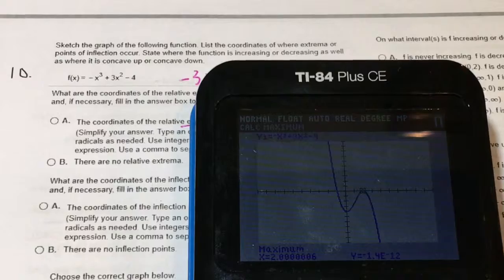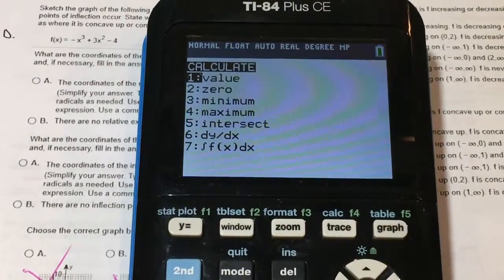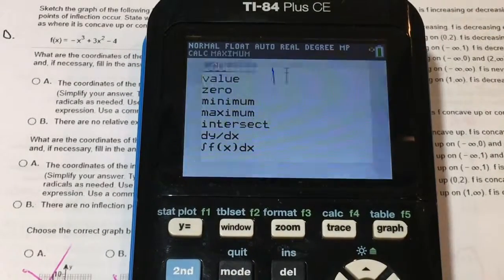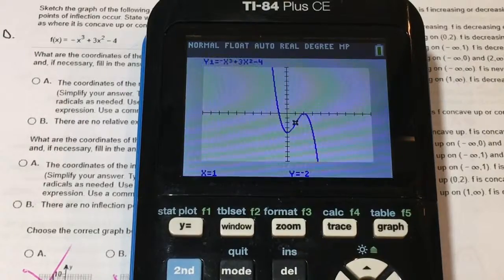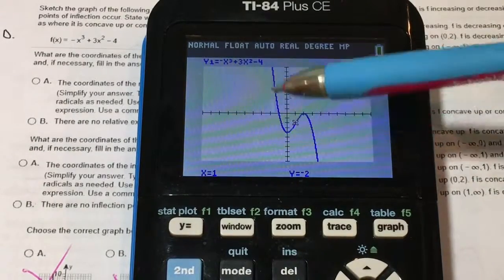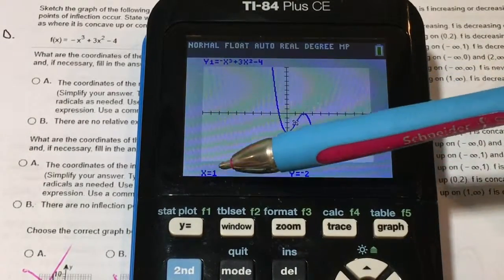Now, I'm going to go back to my graph. I'm going to hit second, calc, and I'm going to plug in that value of 1. And notice it's just at that point of inflection where it goes from concave up to concave down. So the coordinate is 1 and -2.